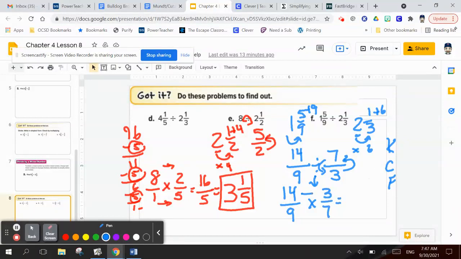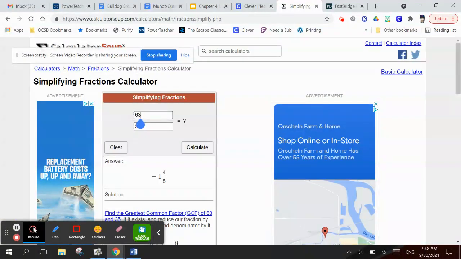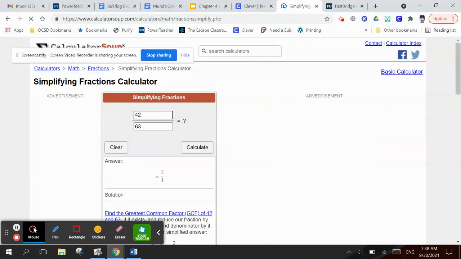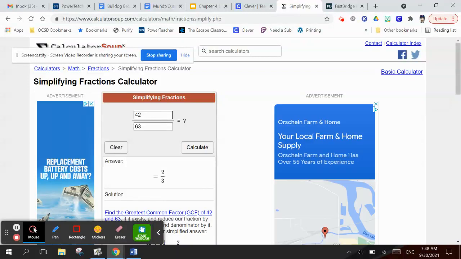If I multiply across, 3 times 14 would be 42. 9 times 7 is 63. So 42 over 63, let's find out what that is. 42 over 63, and in simplest form, that would be 2/3.